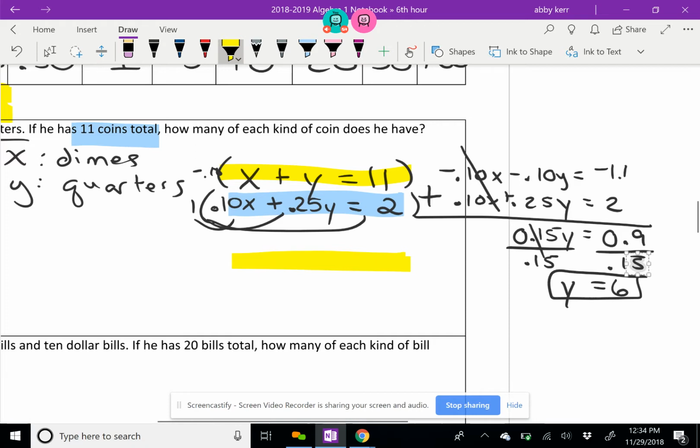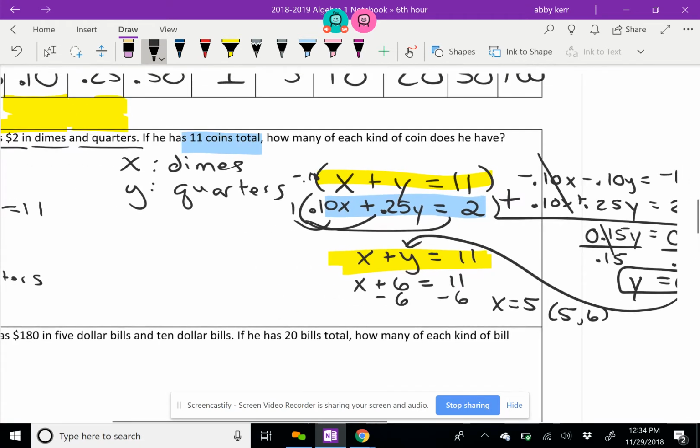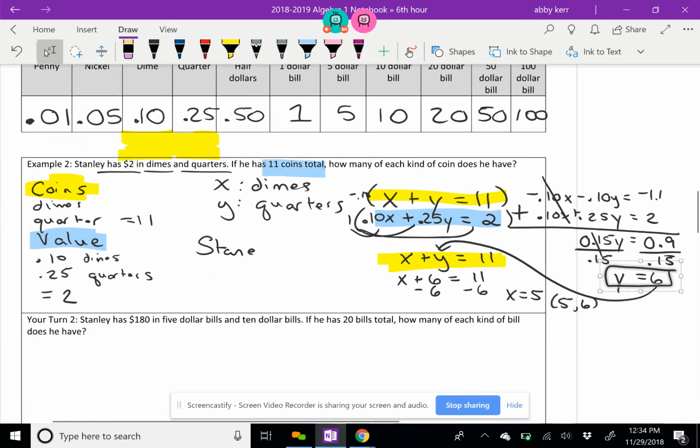So I'm definitely going to pick the yellow equation because it's the easiest one. And instead of y, I'm going to put the 6. And now it's just a one step. So we just found out quite easily how many dimes he had in his pocket too. So you can say Stanley had 5 dimes and 6 quarters.